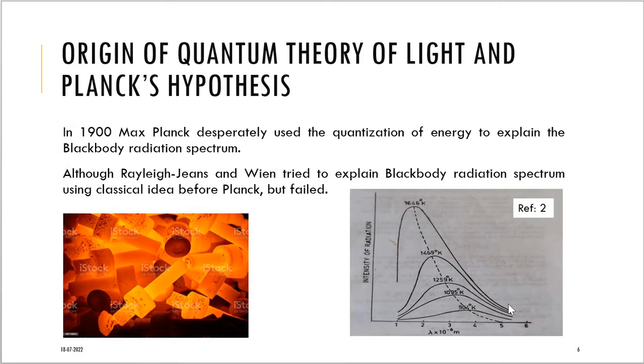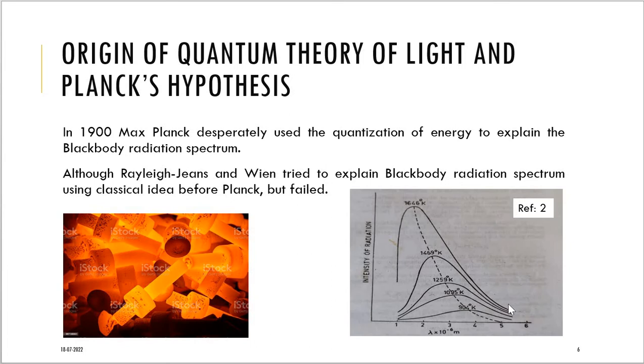So in 1900, Max Planck, desperately, used the quantization of energy to explain black body radiation, because Rayleigh, Jeans and Wien had already tried to explain the black body radiation spectrum observed from experiment, but they could not succeed.